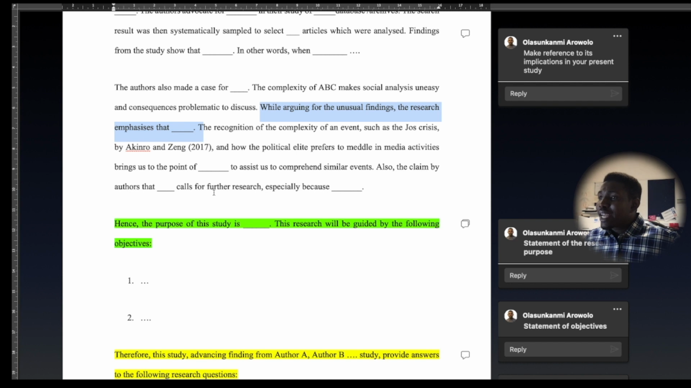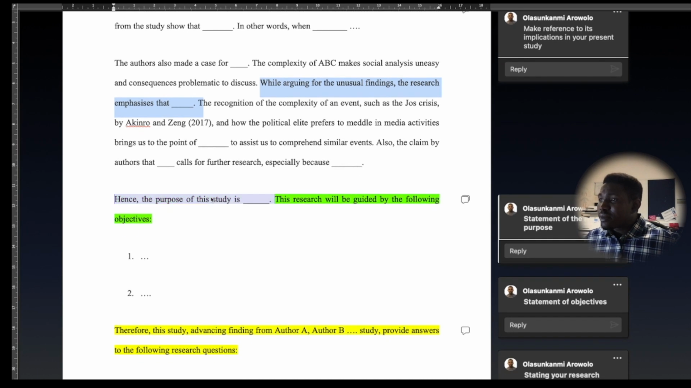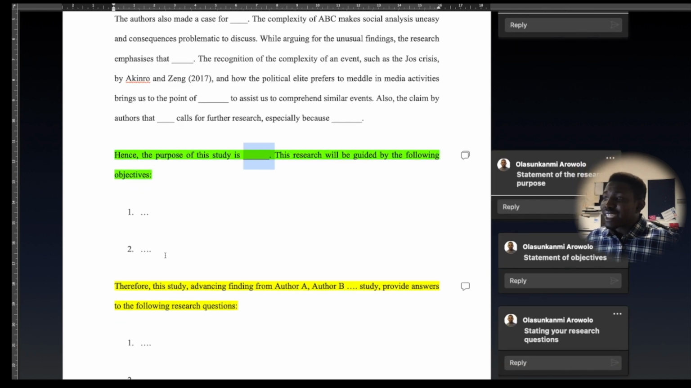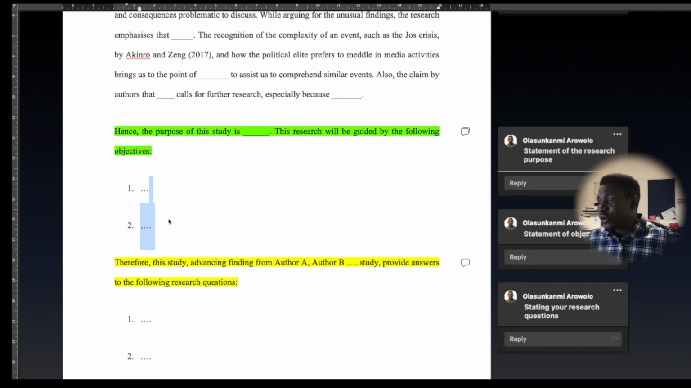Now, this gap defines or drives your purpose, and that is what leads to the purpose statement. And you say, hence, the purpose of this study is this, this, and that. That is what you're filling into this gap. And this research will be guided by the following objective. You particularly state your objective using numbering, or you can state it in paragraph.